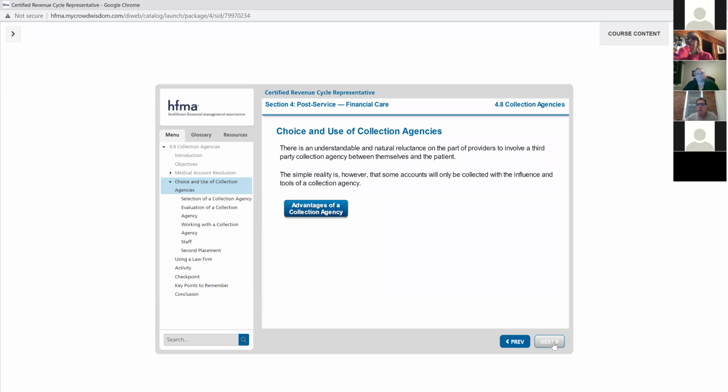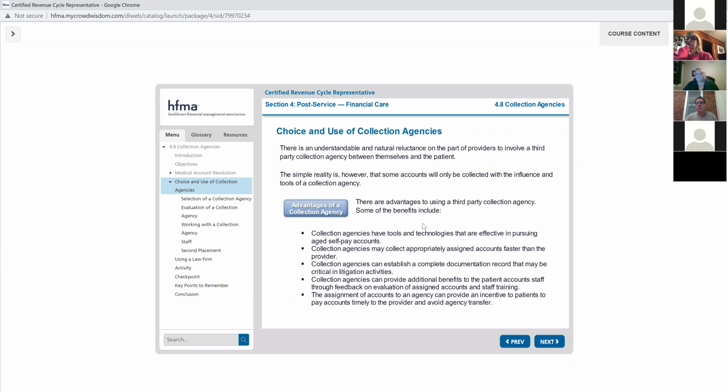Okay, choice and use of collection agency. We use collection agencies because they have better luck at collecting on potential bad debt accounts. So although there is a reluctance, it's a necessary evil. So let's move right into the selection of an agency.